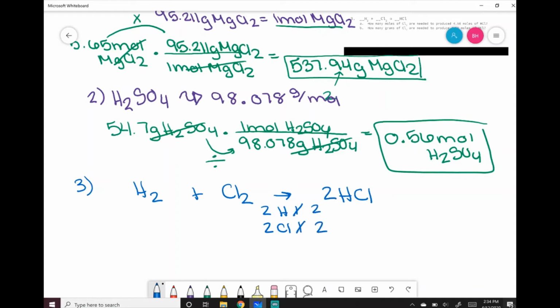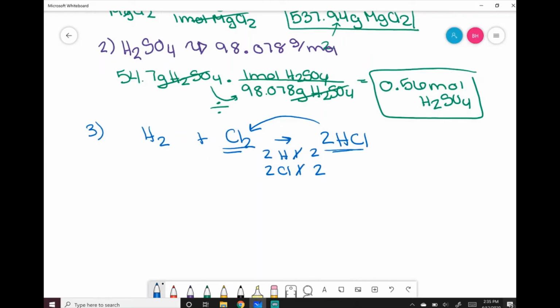Now the first part of the problem says how many moles of chlorine are needed to produce 4.56 moles of hydrochloric acid, or HCl. So I'm going from moles of HCl to moles of chlorine. If we're doing a mole to mole ratio like this, we're going to do what we did last week, using our coefficients to create that mole to mole ratio. So the molar ratio is 1 mole of chlorine. And remember, it's 1 because there's an imaginary 1, and that's equal to 2 moles of HCl.